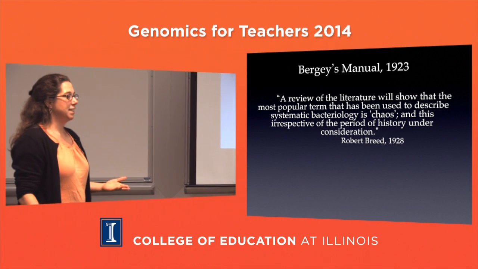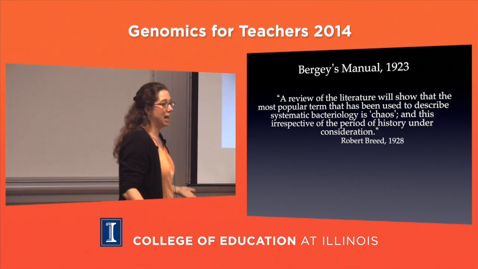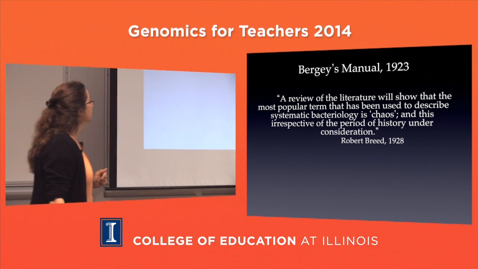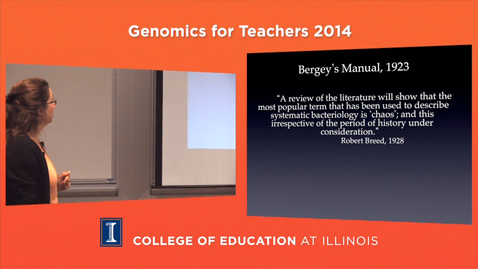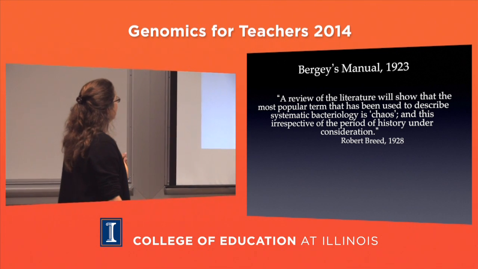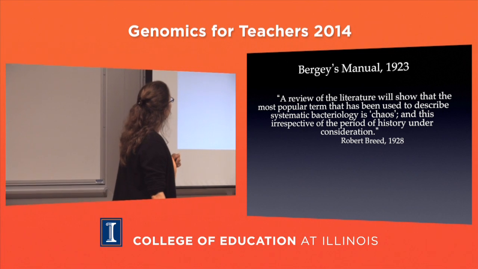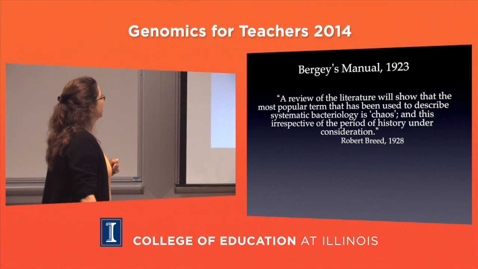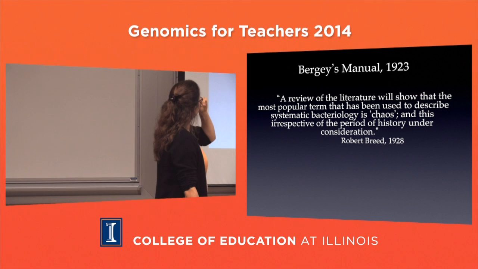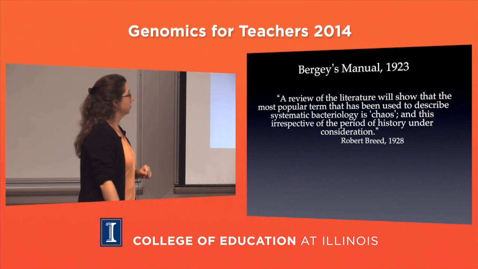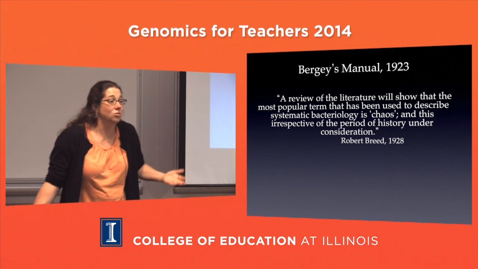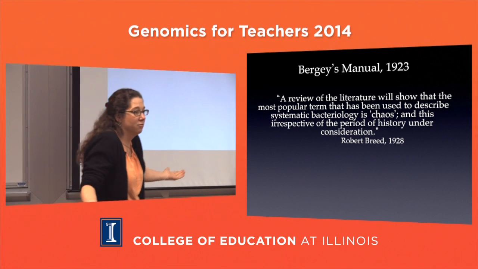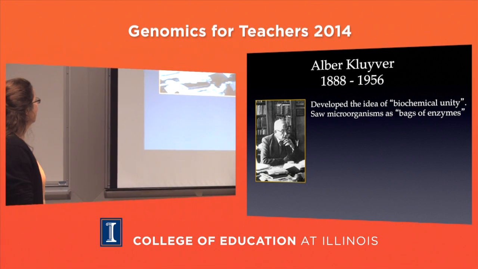Bergey's manual is the taxonomy manual that has been used for a long time. And here's what they said about what microorganisms are in 1923 or 1928. A review of the literature will show that the most popular term that has been used to describe systematic bacteriology is chaos. This is irrespective of the period of history under consideration. So you just don't know who's related to who, how they evolved, anything about them, because there's nothing to go on.